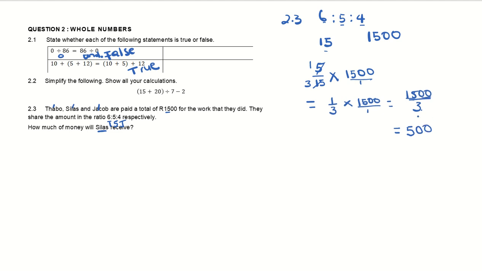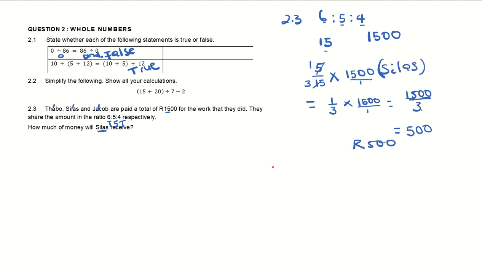So it means if we had 1,500 rand, what Silas would get, this is Silas' share, okay? What Silas would get is 500 rand, okay? So the answer is that he receives 500 rand.